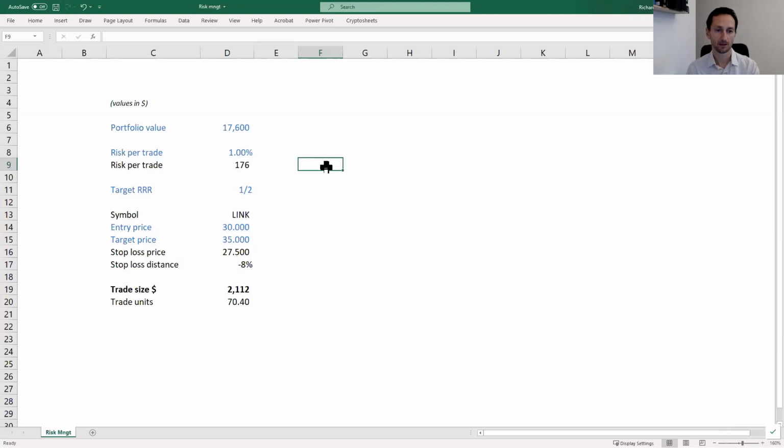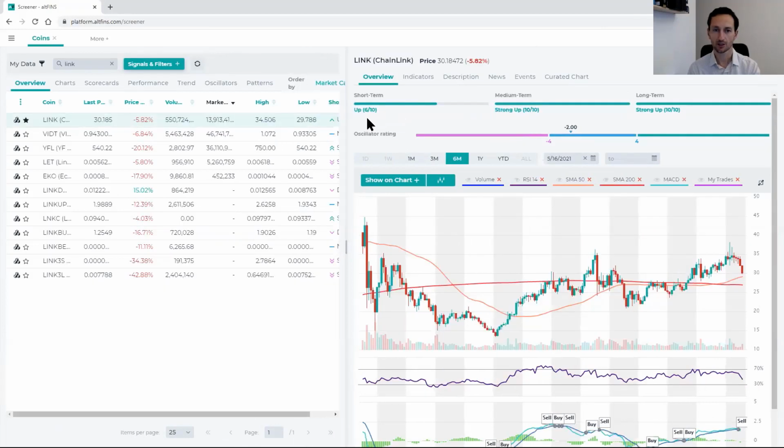What does that mean? Well, let's go to a real example here. Take a look at Chainlink. It's actually in a strong uptrend across all 3 time horizons. This is a very interesting potential trade. The price has pulled back clearly now to a $30 level, which appears to be a decent support level. Even better is the 200-day moving average right here at $27. Okay, so let's just say we were going to enter this trade at $30 on this pullback.